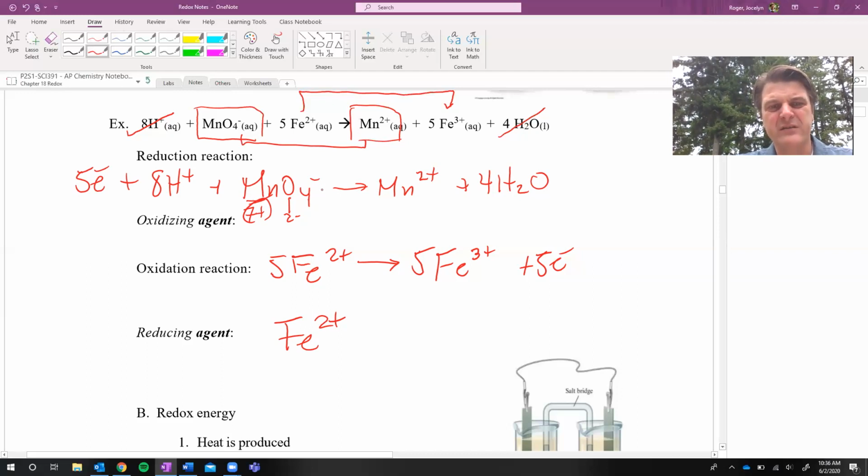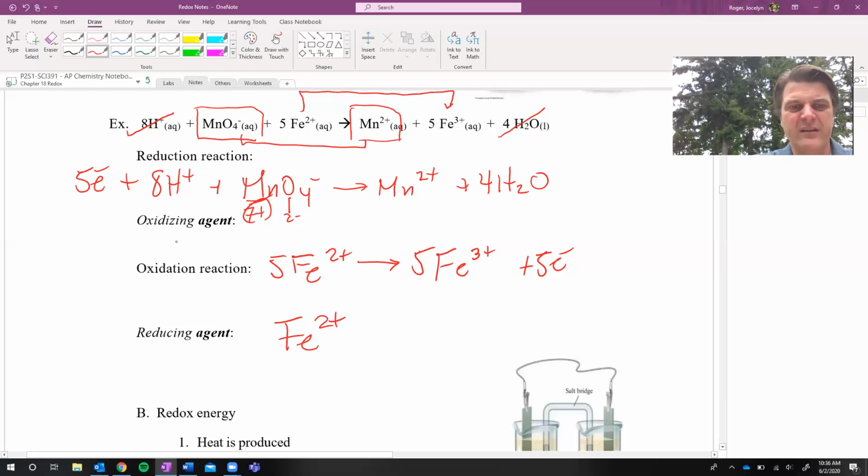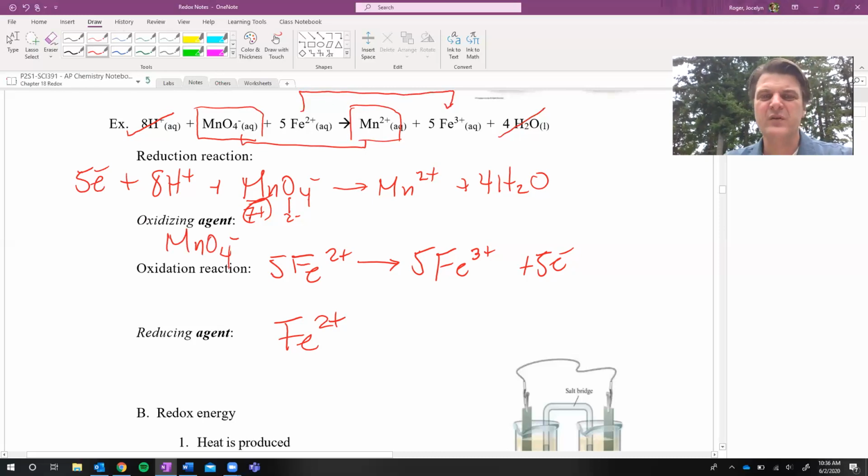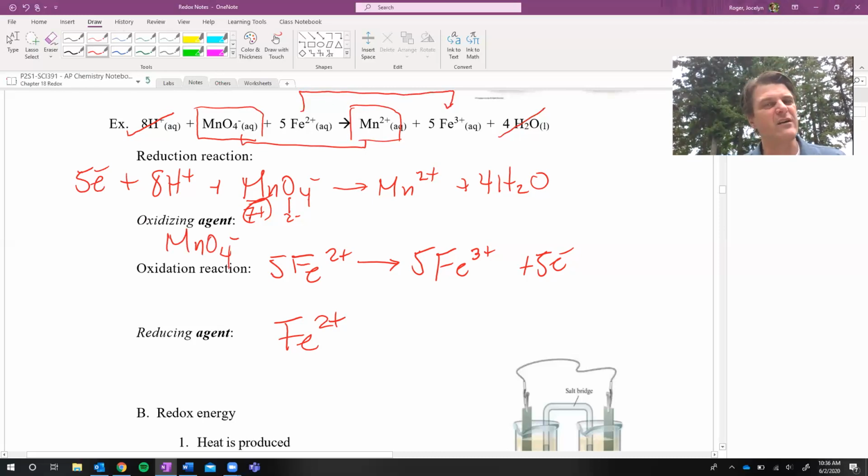MnO4 minus is being reduced, so it causes the oxidation. So the oxidizing agent is MnO4 minus. Right? So again, here's how it goes. The substance that undergoes reduction is the oxidizing agent, because by being reduced, it causes the oxidation of the other substance.